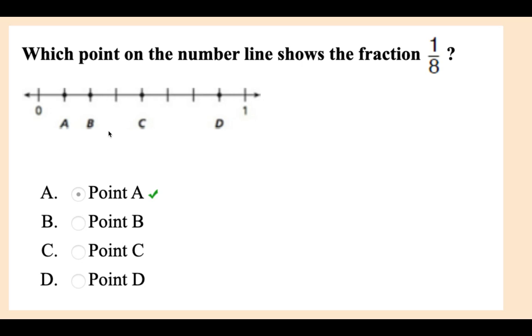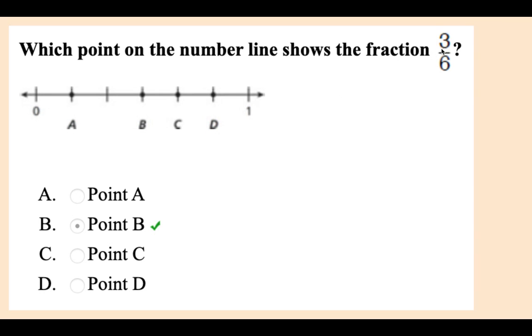On the number line, which one shows 1/8? First, you better check and make sure that you have 8 equal parts. 1, 2, 3, 4, 5, 6, 7, 8. That's the denominator, and then you just want to hop 1 time for the numerator. So point A is 1/8.